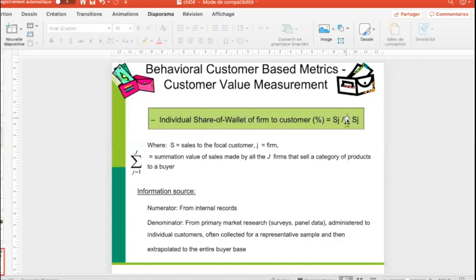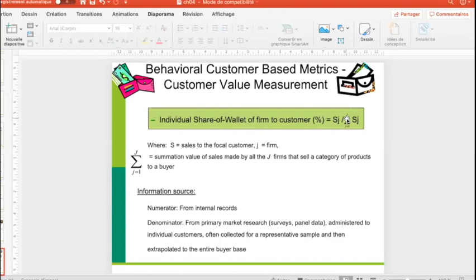And I can say individually, okay, I give you, for example, a sales promotion to buy beer, to buy water, to buy sodas in my store. And then I can see if the share of wallet, that is the expenditures, increases in my store. So it's an individual measurement, very interesting because it enables firms to see how many expenditures are done in my store compared to the other stores.